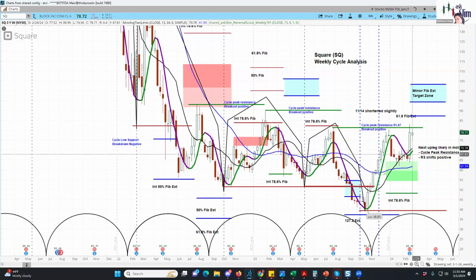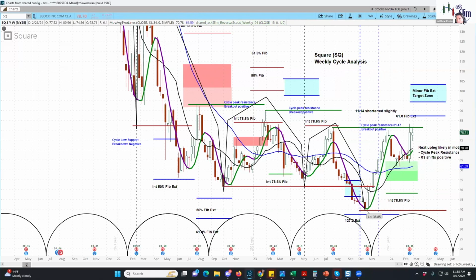So some of the evidence here on the weekly chart is with this recent cycle peak resistance breakout, overall cycle structure positive, momentum positive. We now have an overall bullish bias on the intermediate time frame.